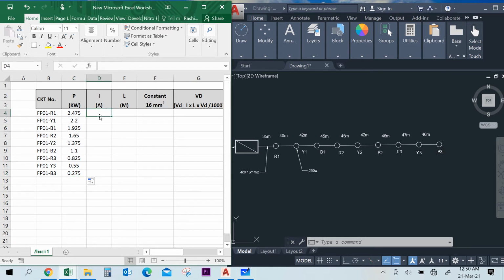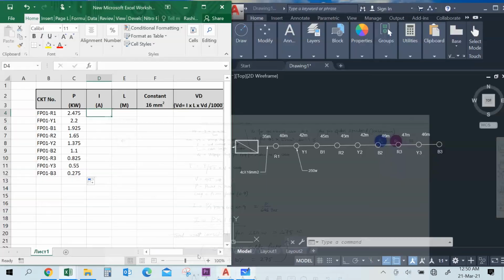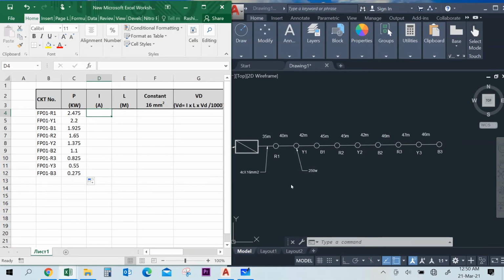Now move to find out the current at each point. You remember we derived the formula I is equal to P into 1.55. This is the formula here. So we will get P from this kilowatt value, and we will multiply by 1.55.